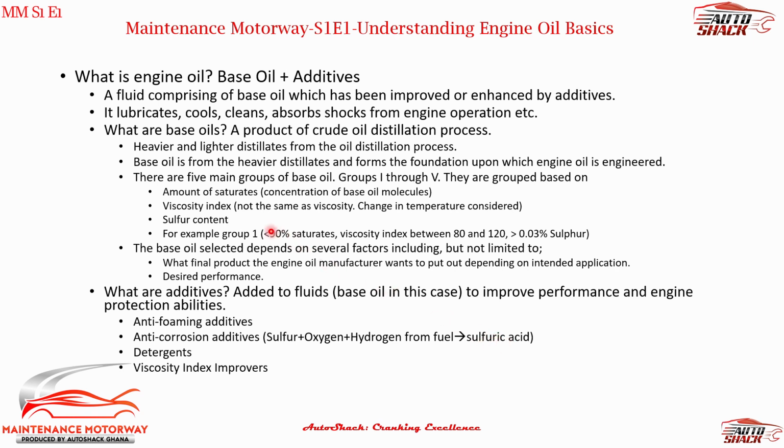For the grouping, we have group 1 here as an example to show you. Group 1 is basically anything with greater than or equal to 90% saturates, a viscosity index between 80 and 120, and 0.03% sulfur. So there are different criteria for classifying these groups.